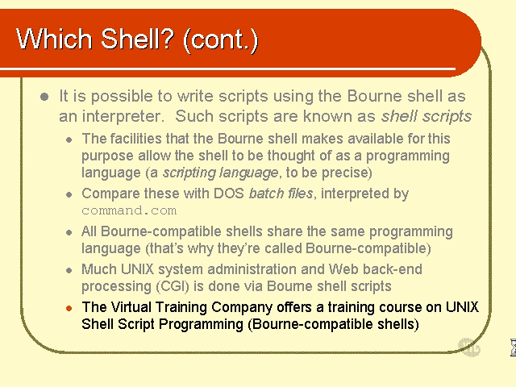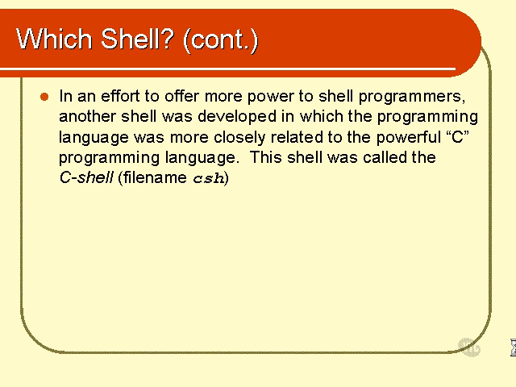Now, the term Bourne-compatible shells implies that there are shells out there in the Unix world that are not Bourne-compatible, and that is true. Some people do not like the Bourne shell programming language. They would like it to have more features in it. They'd like it to be more powerful. Now, these people who want this are typically programmers themselves, and if they're programmers in the Unix world, they're probably C programmers. So another shell was developed.